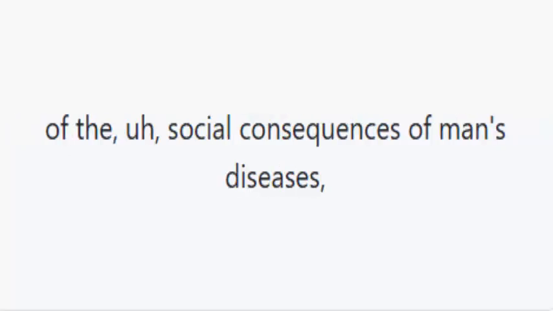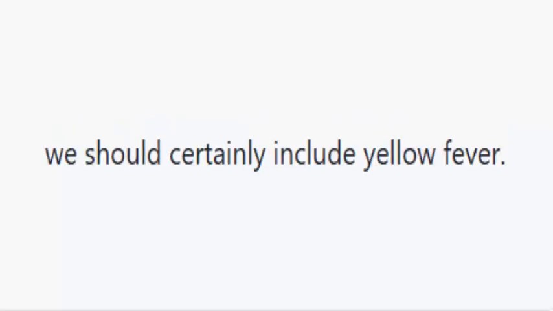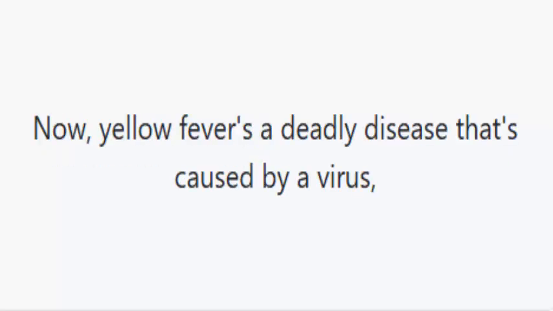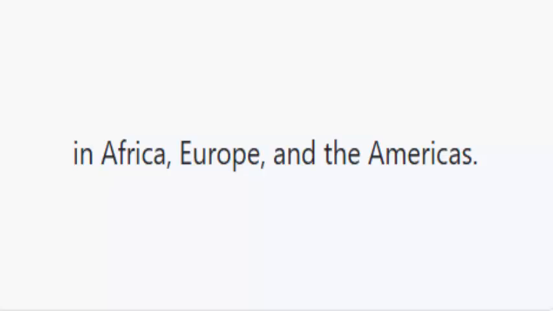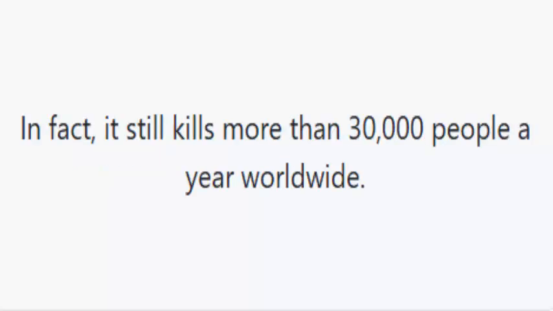As a part of our study of the effects of diseases on society, of the social consequences of man's diseases, we should certainly include yellow fever. Now, yellow fever's a deadly disease that's caused by a virus, and it's been the source of many epidemics since at least the 18th century in Africa, Europe, and the Americas. In fact, it still kills more than 30,000 people a year worldwide, and there's still no cure for the disease.